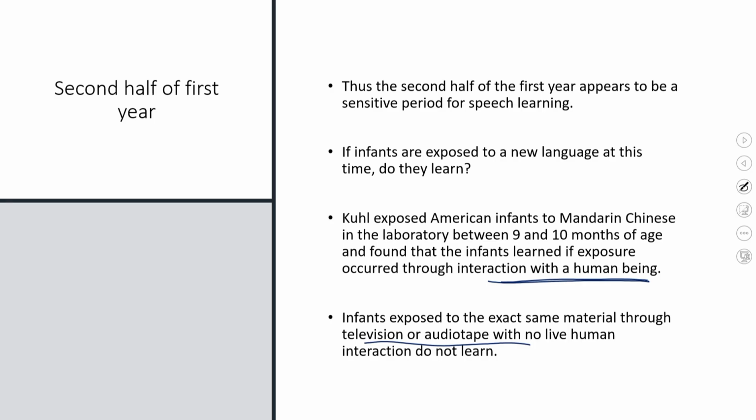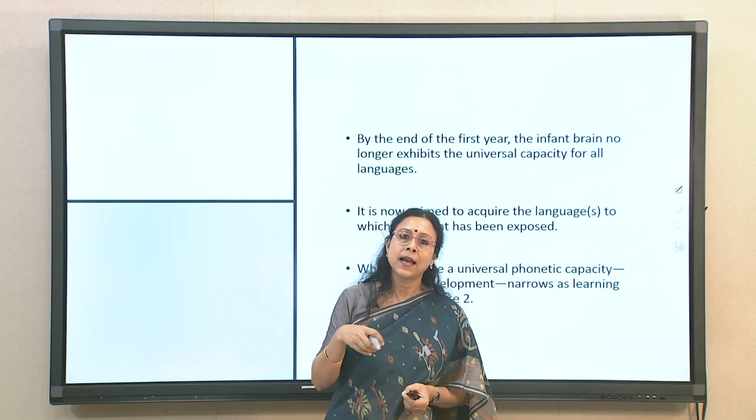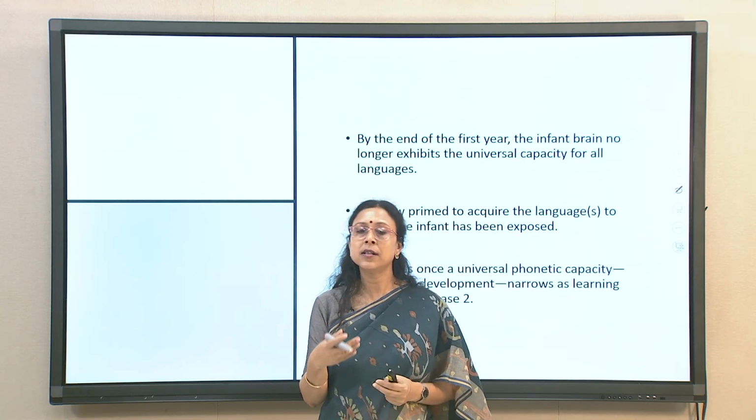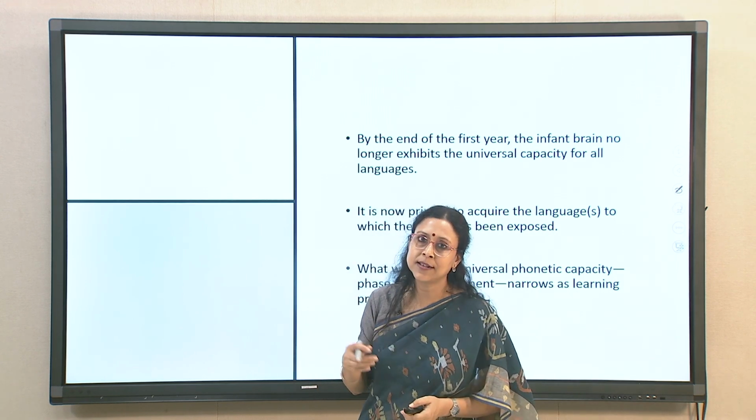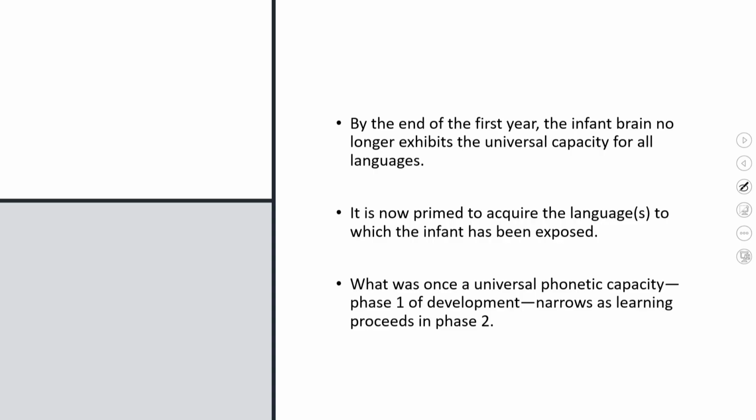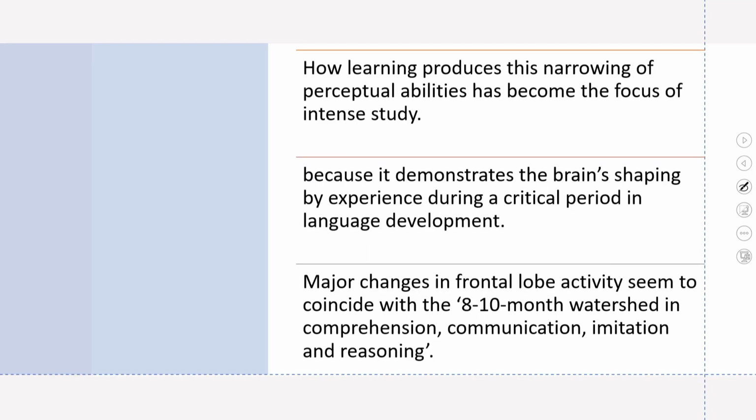So, this gives us evidence of the learning, reinforcing the phonological structure of their own language, and that is why by the end of the first year their brain no longer exhibits the universal capacity for all languages. Now, it is primed to acquire the language to which the infant is exposed. So, this is the first stage of the learning, and then this will give rise to the second stage. This perceptual narrowing now gives rise to the next.